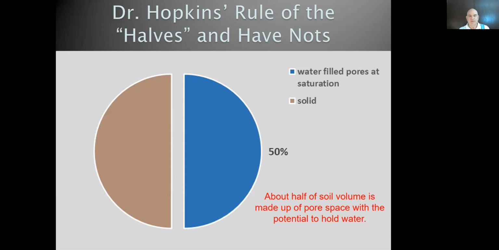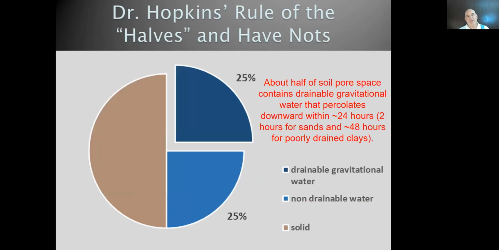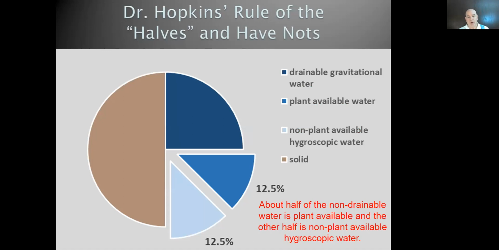Here we go. 50%, half of the pore space is water, and at saturation, it's all full. Again, not totally true, but for the point of learning today, half. About half of that is what we would call the drainable gravitational water. The other half is non-drainable water that's held by the soil against drainage because of the forces of adhesion and cohesion that exert a tremendous force on that water and keep it from going. That's typically the water that's in the micropores, water that's really close to the soil. About half of that non-drainable water is what we would call plant available water.